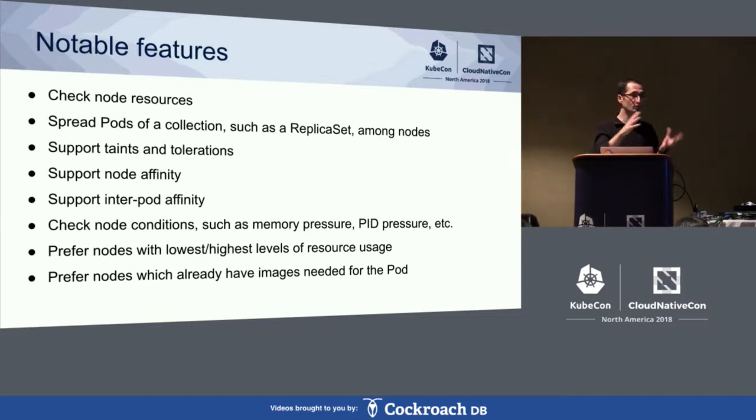Or if you want to reduce the cost, you don't care as much about availability, you can ask the scheduler to put as many pods as possible on fewer nodes. So in that case, you want to choose nodes with highest resource utilization. You also have a number of other preferences. For example, the scheduler can put your pods on nodes that already have images that those pods require to reduce the amount of network usage in your cluster.